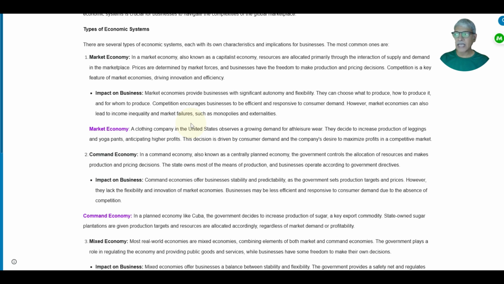Which is also known as the capitalist economy. Then generally we have market economy. The example given is for sportswear in United States. So they decide to make leggings and yoga pants, anticipating higher profits, because they understand that there is a lot of demand for this, and the company also wants to make a profit. But if there is competition, naturally they will not be able to make as much profit. So this is a market economy.